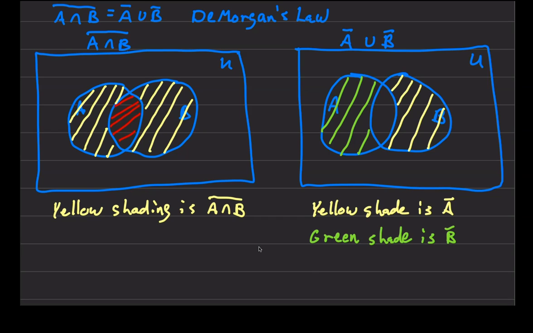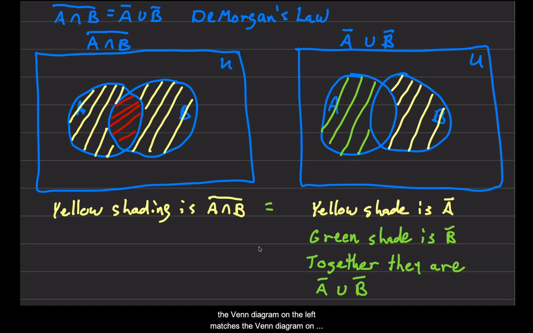So together, they are the complement of A union the complement of B. And therefore, the Venn diagram on the left matches the Venn diagram on the right, and we've done an informal proof showing that these two are the same. Of course, that's not good enough for a formal proof, but it is very good to easily and quickly give yourself an idea of what's going on. Next, we'll take a look at doing this through a formal proof.